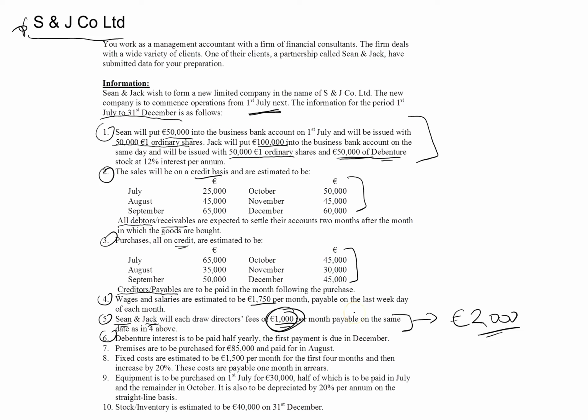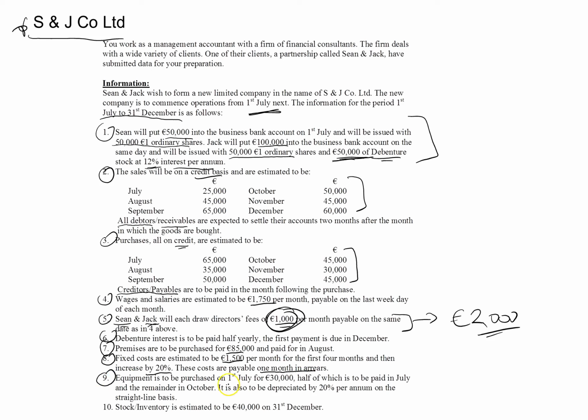So if we look up here, we can see the debenture is a 12% debenture. That's 12% per annum on a 50,000 euro debenture. So we'll have to work that out. Premises are to be purchased for 85,000 and paid for in August. Fixed costs are estimated to be 1,500 per month for the first 4 months, and then increase by 20%. So they'll go up by 20%, i.e. they'll go up to 1,800. These costs are payable 1 month in arrears.